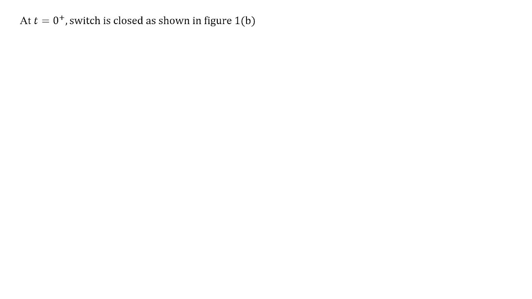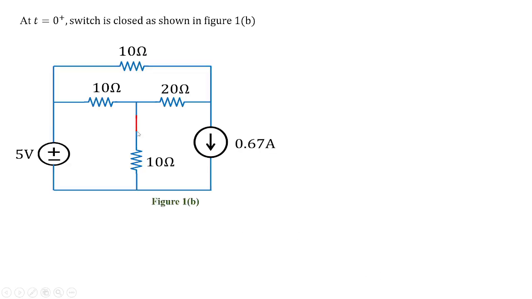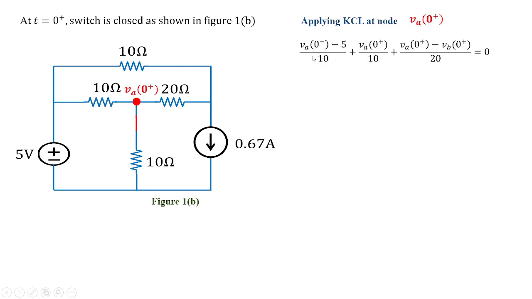Now what happens when the switch is closed? When the switch is closed, the inductor behaves as a current source. So the current flowing was 0.67 amperes. And again we need to calculate the value of node voltages, which are VA dash and VB dash. So here we are going to apply KCL at node VA dash, that is VA of 0 plus. That voltage value can be obtained using KCL by the formula VA of 0 plus minus 5, because here the node voltage is 5.